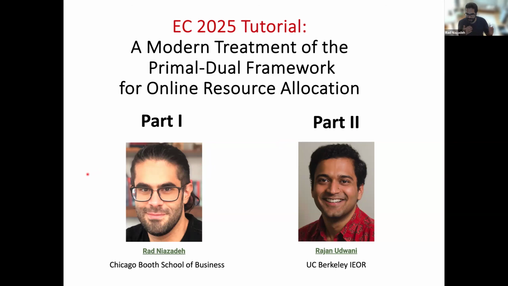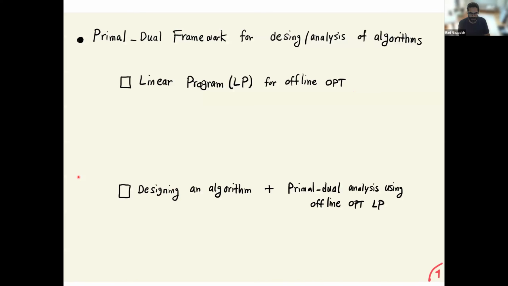So we have different goals from this tutorial. Personally, I have one goal for my part. The goal is that you walk away from this virtual room with an impression that you now understand a lot of these papers in the online bipartite matching literature, with the sophisticated primal-dual analysis and designs of the algorithms. That's my goal. And Rajan is going to talk about more interesting stuff.